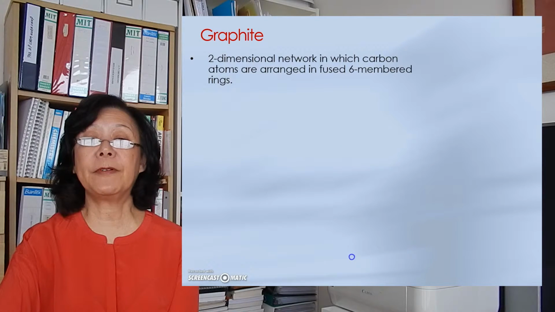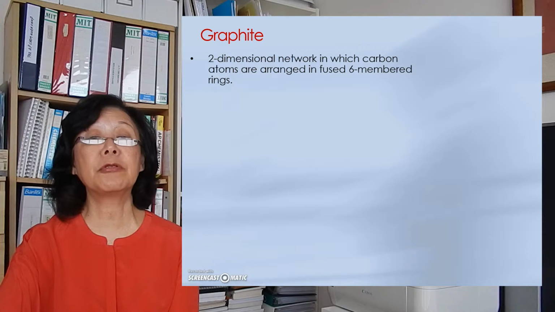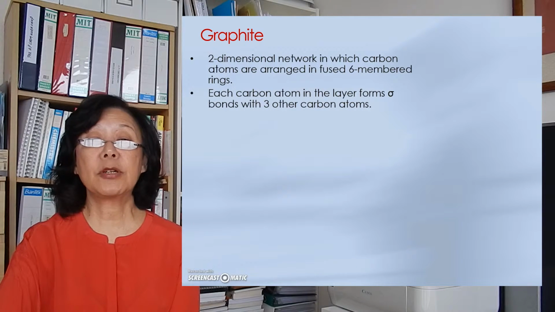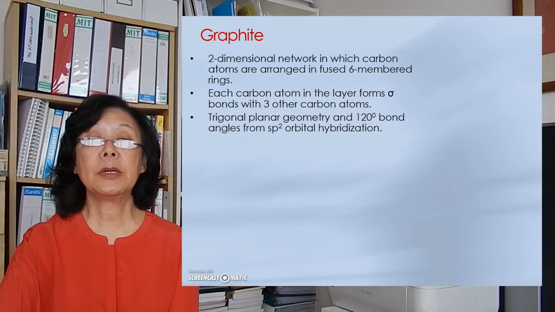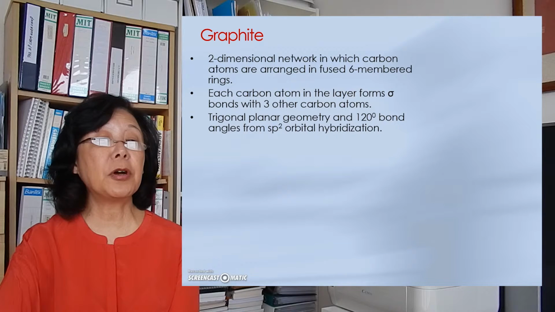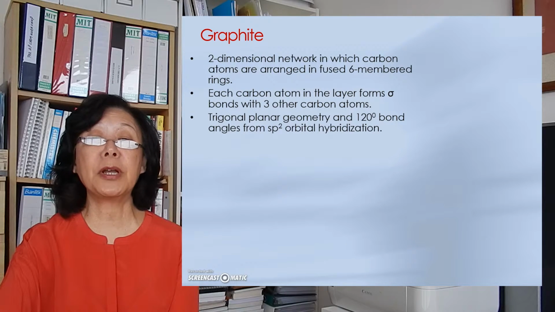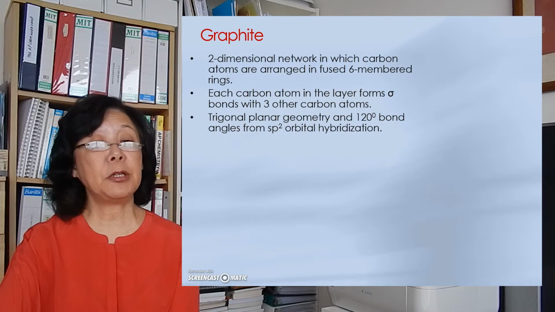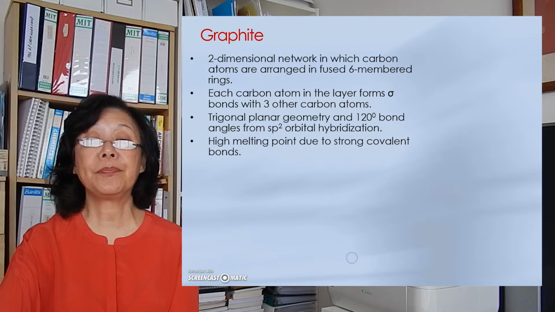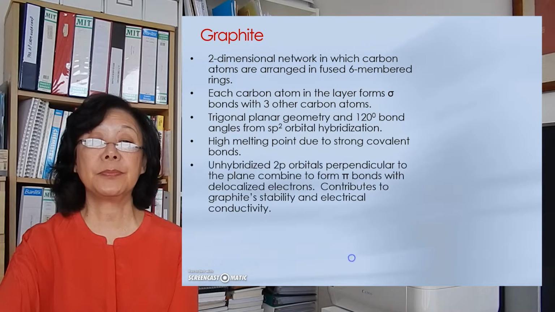Now, in terms of graphite, it is a two-dimensional network, also made of carbon atoms, fused and arranged in six-member rings. Each carbon atom in the layer forms sigma bonds with 3 other carbon atoms. Therefore it gives trigonal planar geometry and bond angle 120 degrees from the sp2 orbital hybridization. It has a high melting point because of the strong covalent bonds.